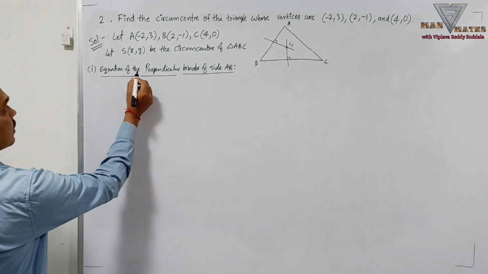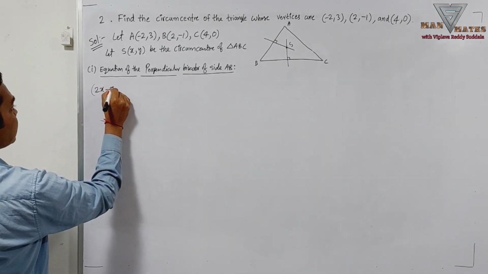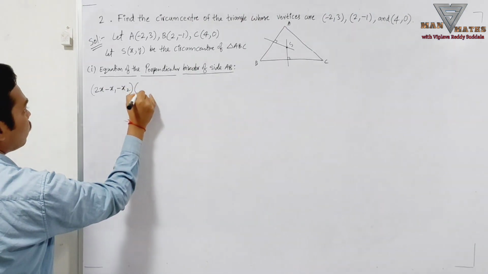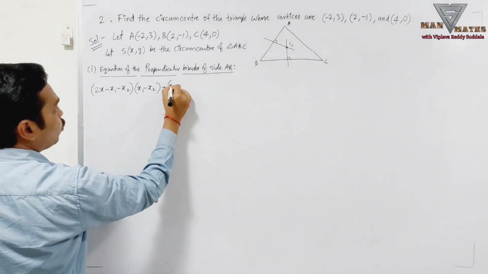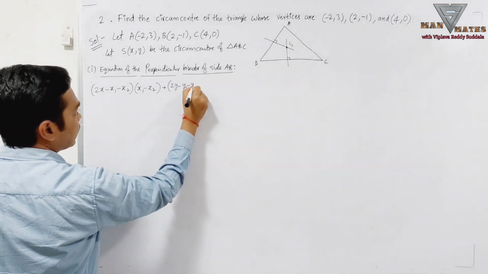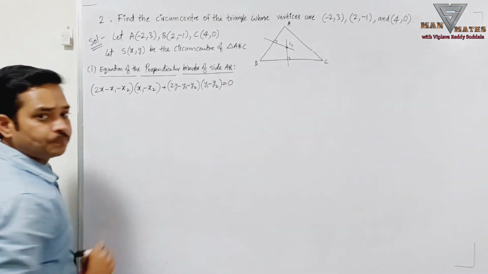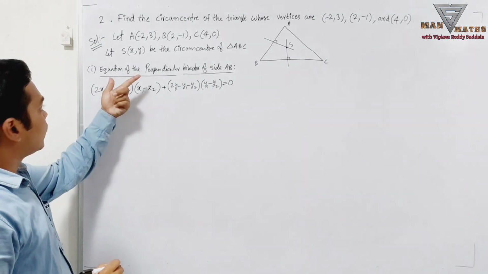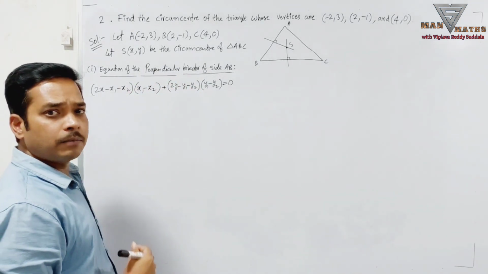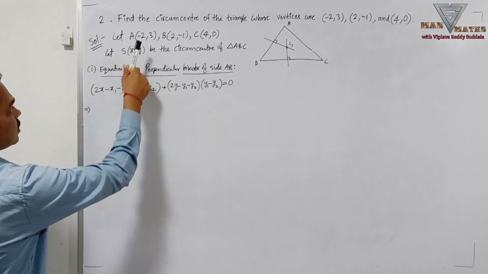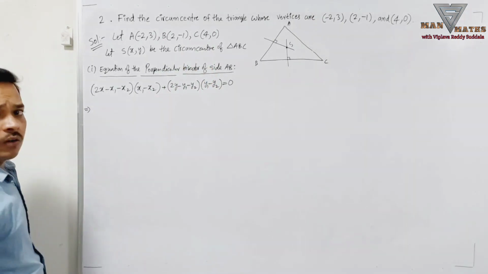The equation of the perpendicular bisector of side AB is (2x - x1 - x2)(x1 - x2) + (2y - y1 - y2)(y1 - y2) = 0. By using this formula, we get the perpendicular bisector of side AB. Next, similarly, the perpendicular bisector of side BC. Now apply the formula. First point is (x1, y1), second point is (x2, y2), third point is (x3, y3).